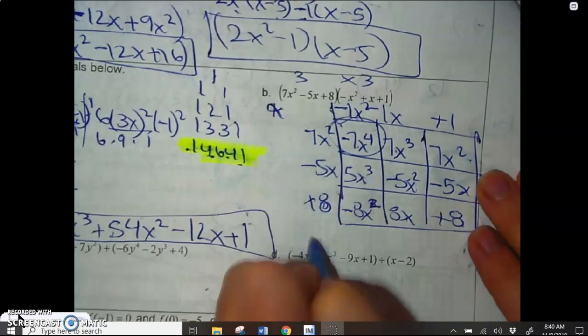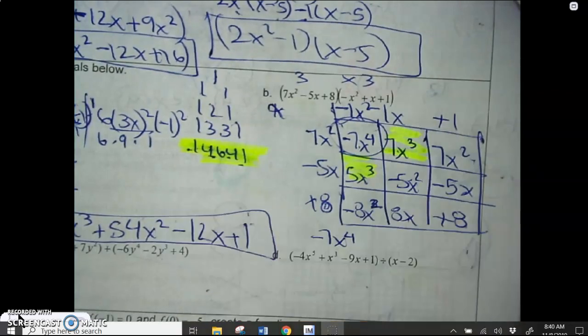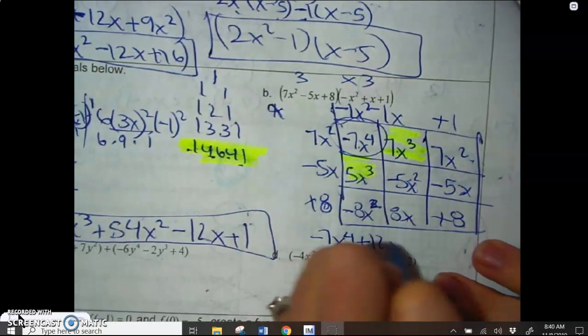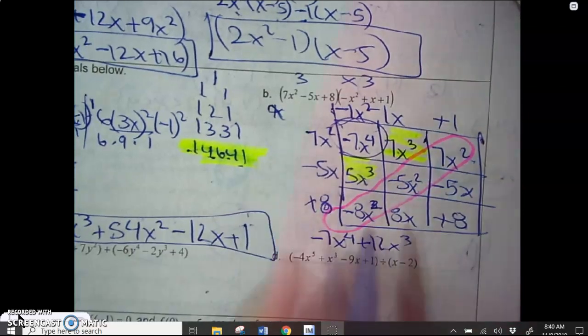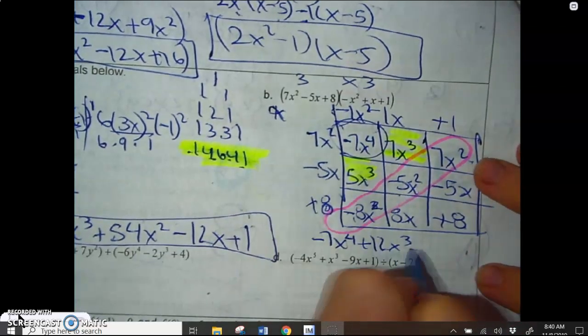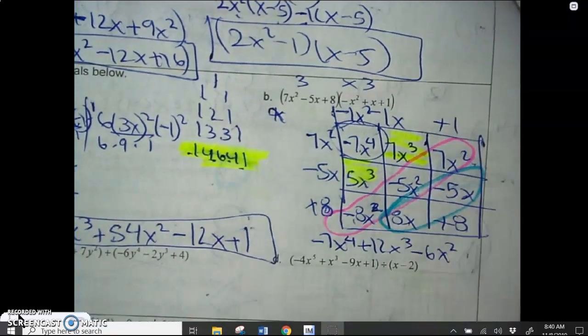So negative 7x to the 4th. These two are the same. Plus 12x cubed. And these three are the same. Negative 13, negative 6x squared. These two are the same. Plus 3x.